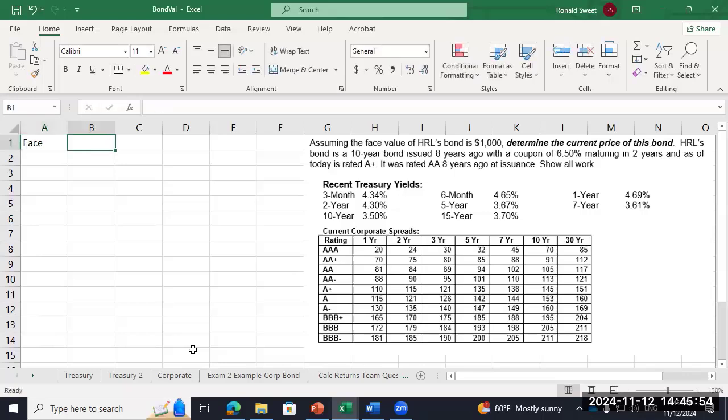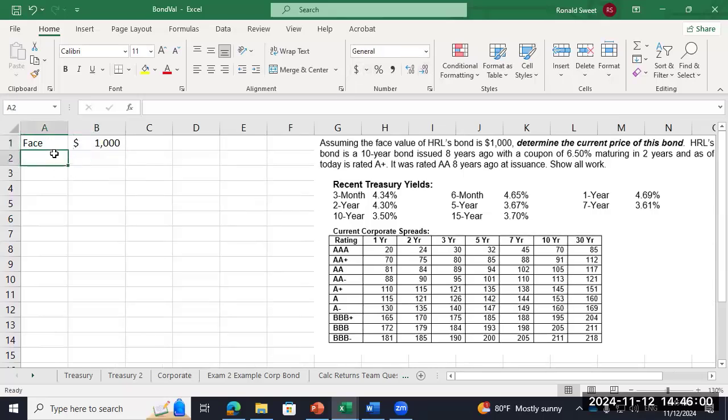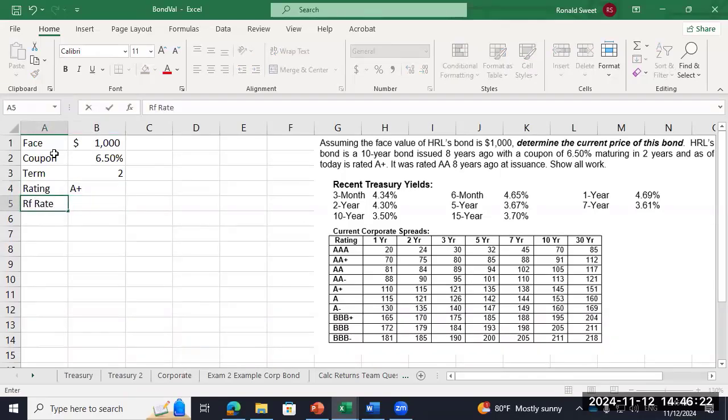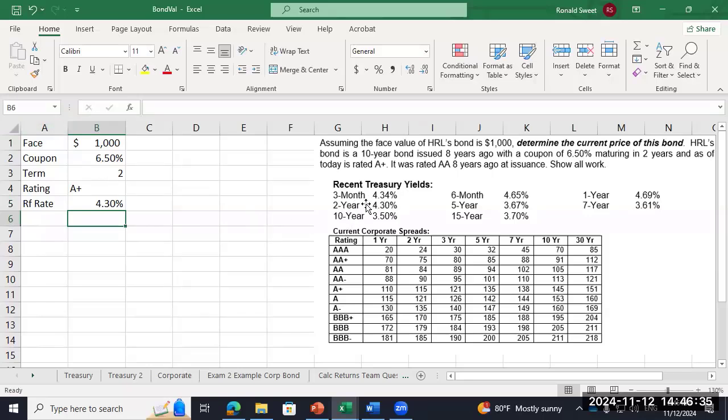So here we've got the face value of $1,000. The coupon was given at 6.5%. The term: it's a 10-year bond, but issued 8 years ago. So what's the term? 2 years. Its rating is what? A plus. You don't care what it was rated. So the risk-free rate is going to be what? Yeah, 4.3%. So if it's a 2-year bond, use a 2-year treasury, right? You don't use a 10-year because it's not a 10-year bond anymore.